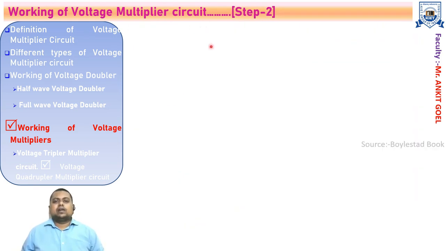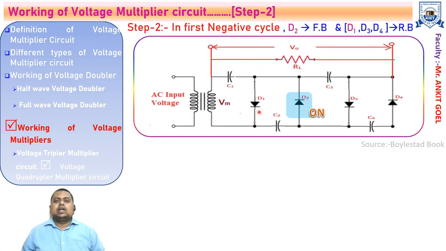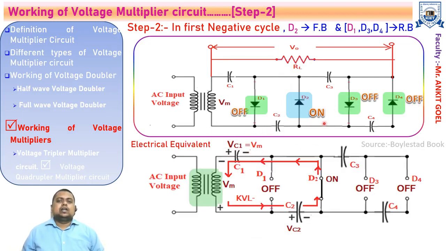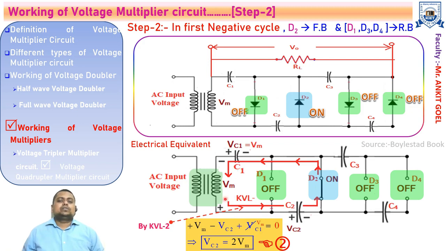In the next negative half cycle, diode D2 will be in the on state, and D1, D3, D4 are in the off state. So making the electrical circuit, replace the diode D2 with the short circuit and replace all the other three diodes with the open circuit model, that is the off state model. So now apply the KVL in this anti-clockwise direction via C2, D2 and C1. You will get the equation as plus Vm minus Vc2 plus Vc1 equals 0. Since the capacitor C1 will hold the input peak voltage, that is Vm, in the first positive half cycle.